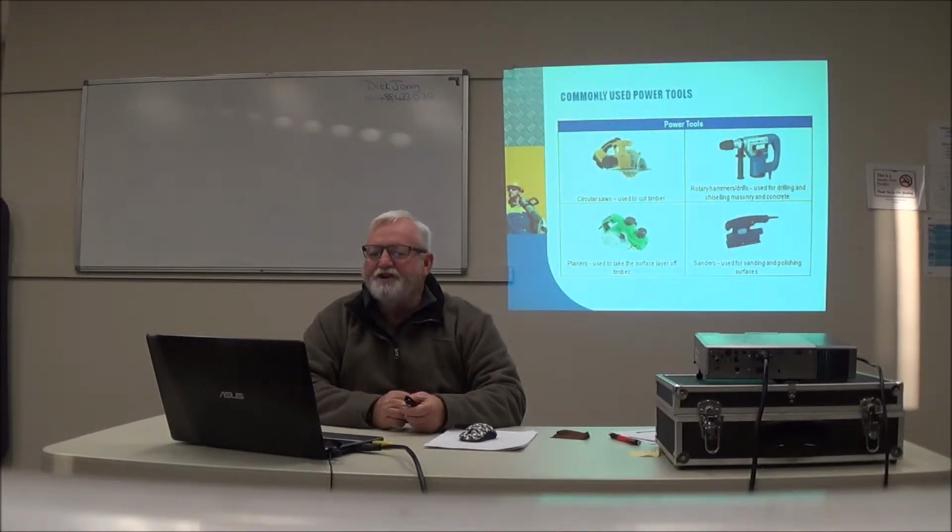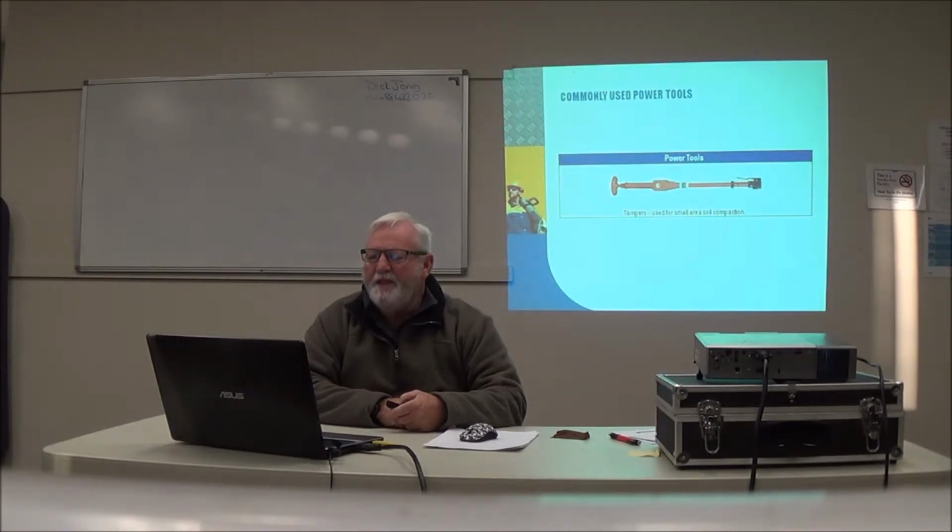We also have circular saws, which are mainly used to cut timber. We have planers, which are electric or battery operated. We have sanders, which are battery or electric operated, and we have rotary hammers or drills used for drilling and chiseling masonry and or concrete. We also have a tamper, which is used to tamp the surface for small areas for compaction.